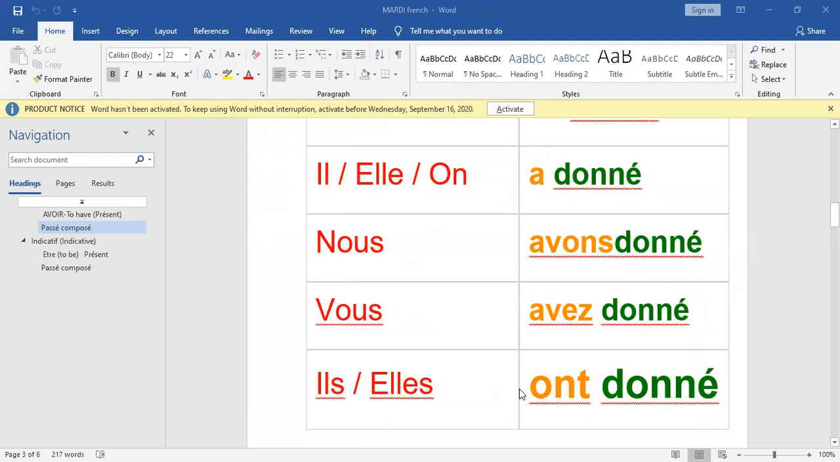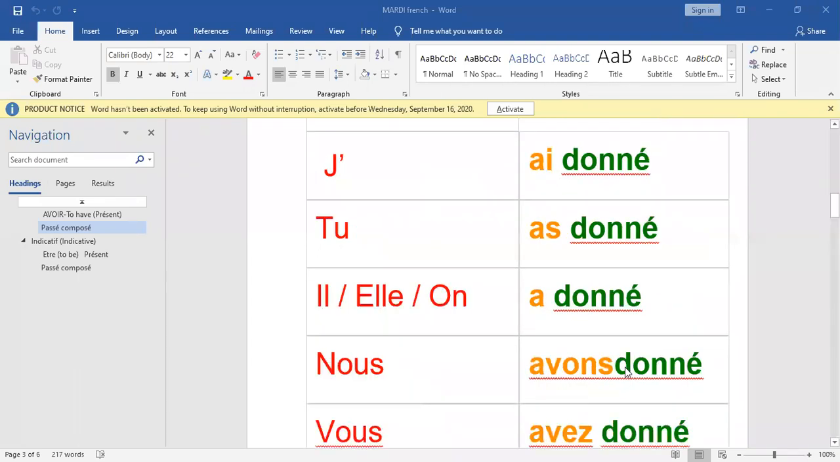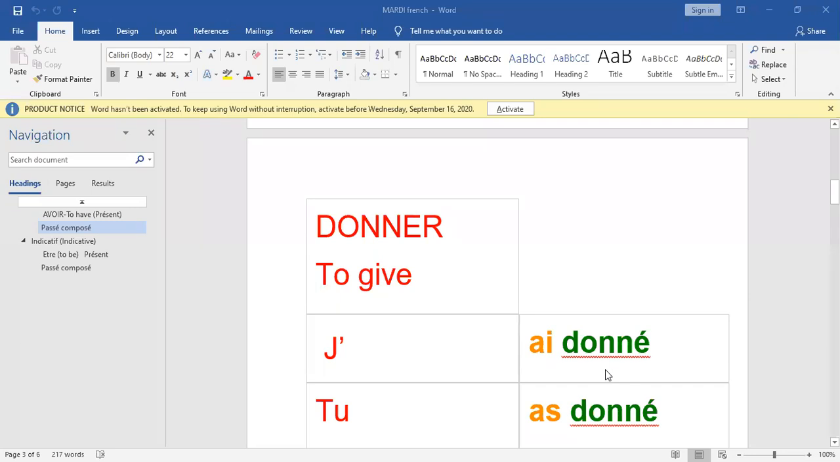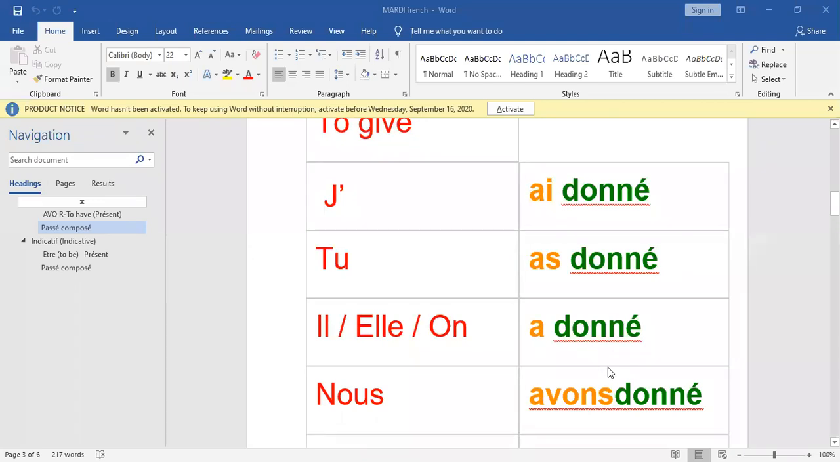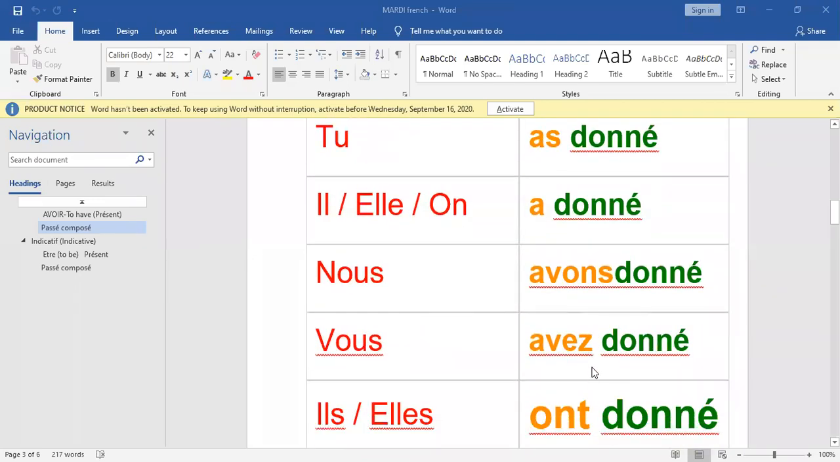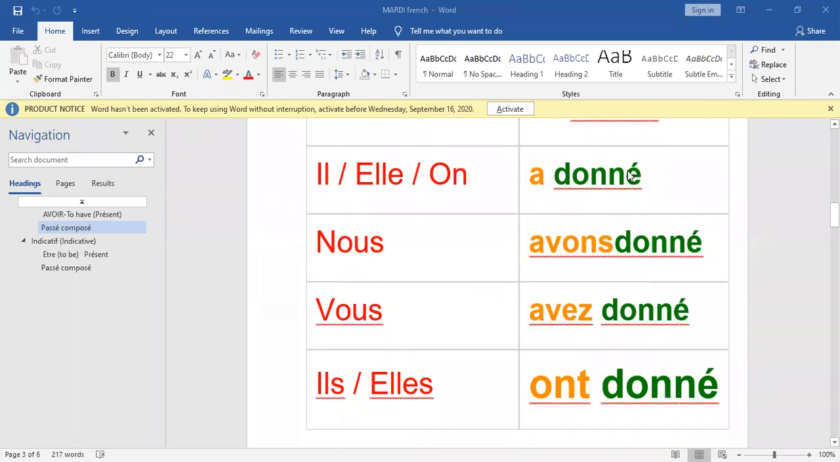Ils, elles ont donné. You would have noticed that the verb avoir appeared in all of them because we are respecting the rule given to us to conjugate a verb that does not involve movement into the past. From j'ai to ils, I believe you have seen that the donné, the spellings are all the same.